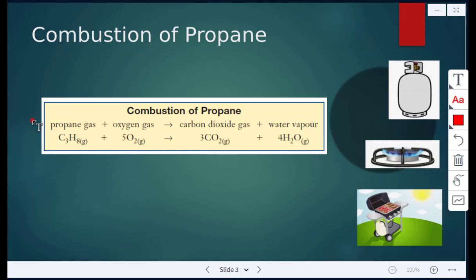As you recall, combustion reactions always require oxygen gas, and the product will always be carbon dioxide gas and water vapor. So in this case, propane, with the chemical formula C3H8, combines with 5 molecules of oxygen, and produces 3 carbon dioxides and 4 waters in the form of gas.